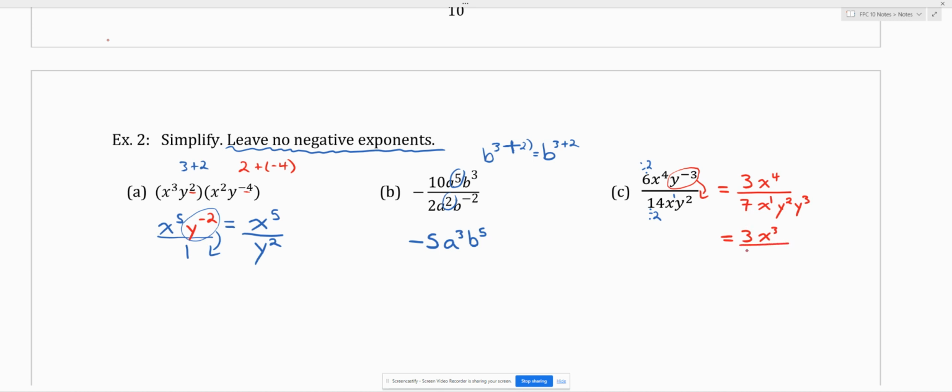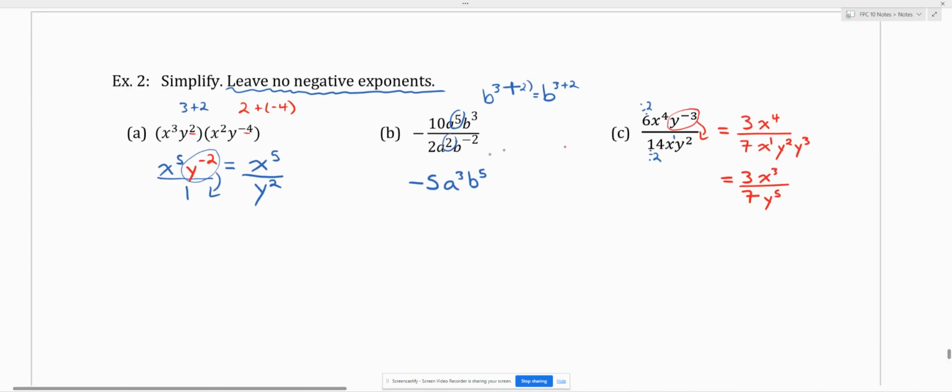Okay, and down below I have my 7, and I'm going to combine these two y's, y to the 2, y to the 3, to give me y to the 5. And we're fully simplified. Again, multiple ways to do this. I'm going to show you another way right now really quick, is we could deal with this as a coefficient, the 6 over 14. Divide them both by 2 again.